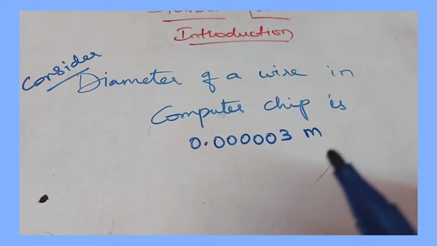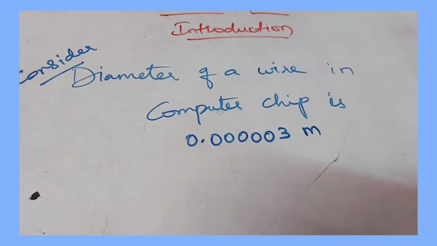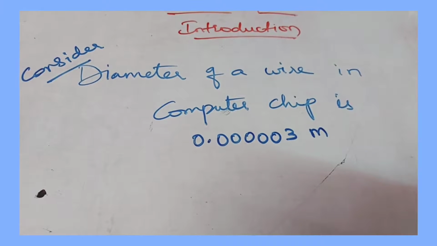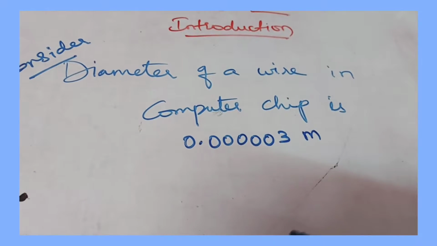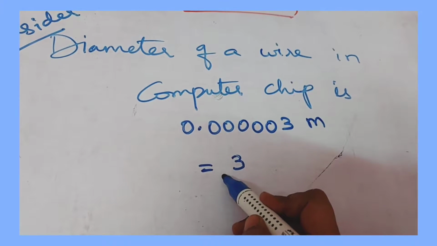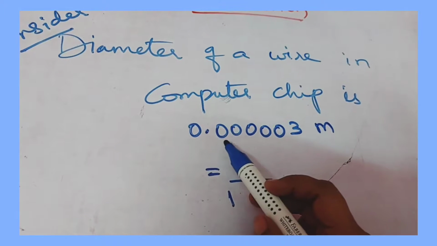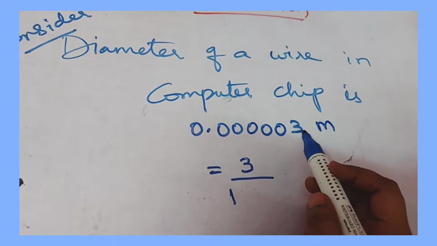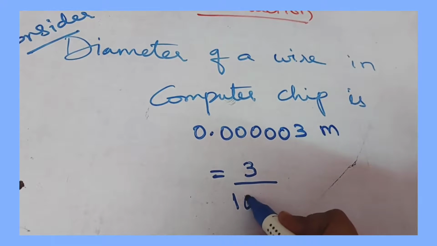So let us consider the diameter of a wire in a computer chip, which is 0.000003 meter. This is not the exact value. This is a very small number, so how do you write this? First you take the 3, then 1, then how many zeros are there here? 1 2 3 4 5. Then you take this 3 also: 1 2 3 4 5 6. So you have to take 10 to the power of 6.